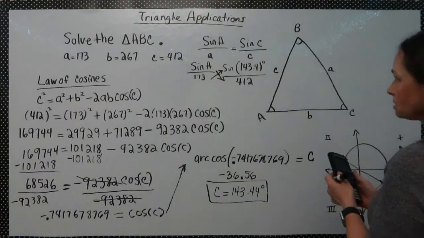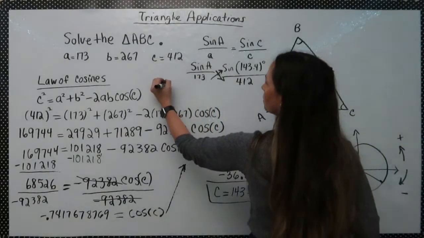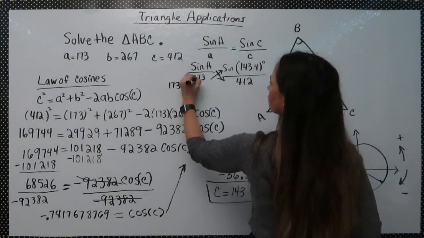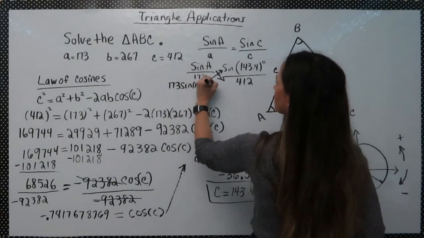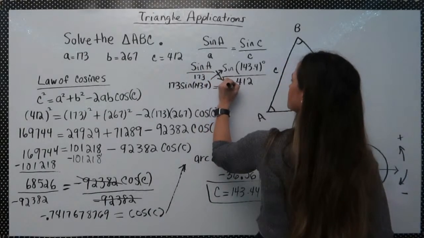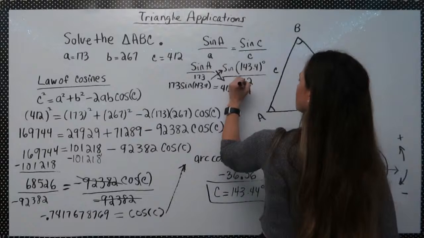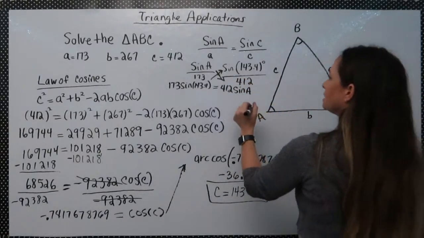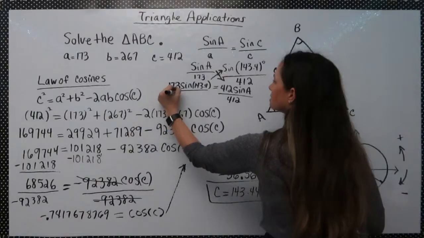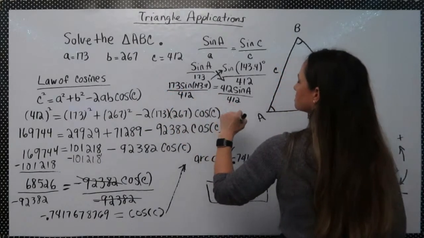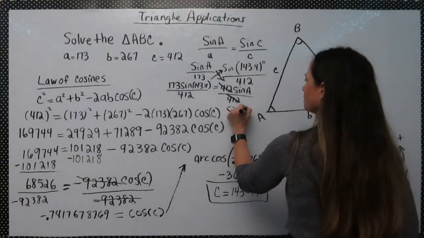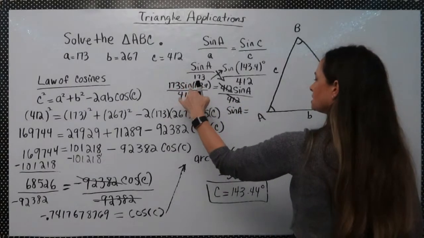So I've got 173 sine 143.4 equals 412 times the sine of A. And then if I divide off 412 from both sides, then I have sine A equal whatever this is.